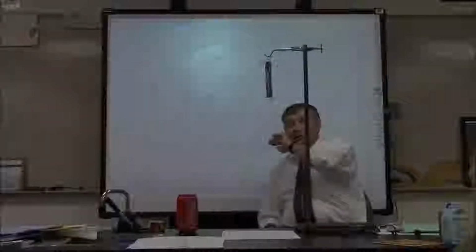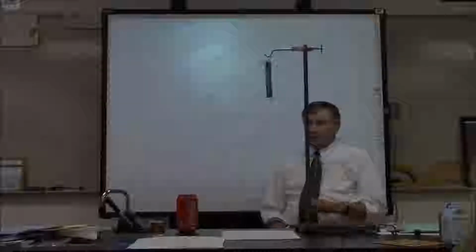So don't say for a given spring. That isn't where I want the words for a given. You want to say either for a given amount of elongation or for a given amount of force. You want to focus on keeping one of those two constant and then looking at the impact on the slope. Everybody cool with how I want that answered?